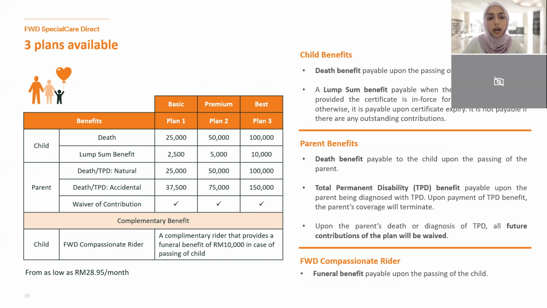For the parent, we cover death and TPD. For natural causes, the coverage is the same as the death benefit for the child. For accidental causes, we pay a little bit more. About 37,500 for the basic plan, 75,000 for the premium plan, and the highest amount will be 150,000 for the best plan. For all plans, we provide the waiver of contribution, and for all plans, you will get the compassionate rider. So how affordable is this plan? It can be as low as 28 ringgit 95 cents a month.